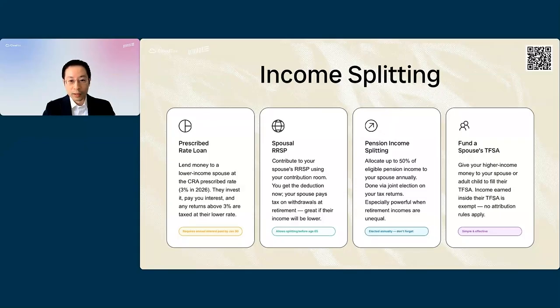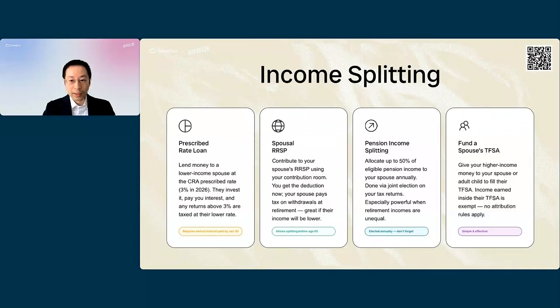So effectively, it will reduce the overall tax for the entire family. The first one is the prescribed rate loan. Assuming the taxpayer is at the highest tax bracket, and perhaps the spouse is on a lower tax bracket, the taxpayer can lend the money to the spouse at the CRA pre-approved prescribed rate, roughly 3%, and it will pay tax on the 3%, and all the earnings from the investment will be taxed at the spouse's lower tax rate.